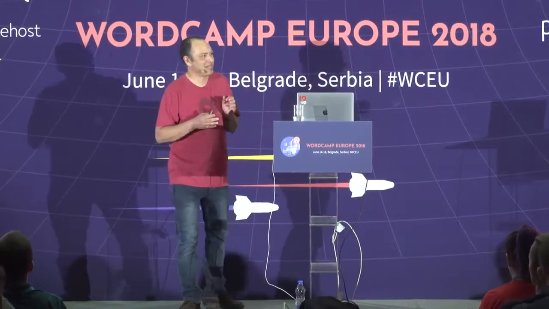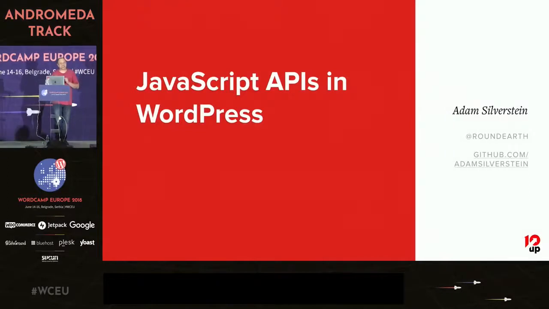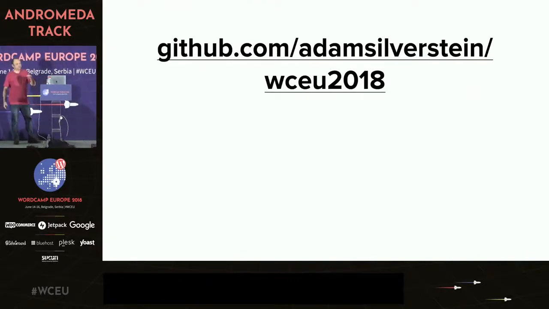Thanks, everyone, for coming. This is my talk about JavaScript APIs in WordPress. Someone will probably be quick to point out that this really isn't about APIs. It's about functions and utilities and helpers in WordPress and outside of WordPress. But again, there's a huge amount of stuff to cover, so I'm going to jump right in.